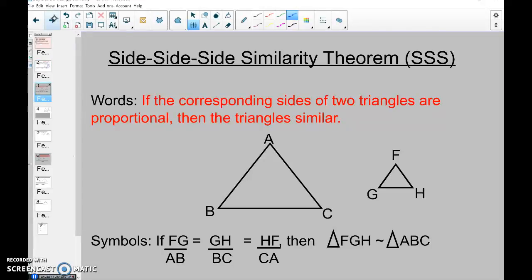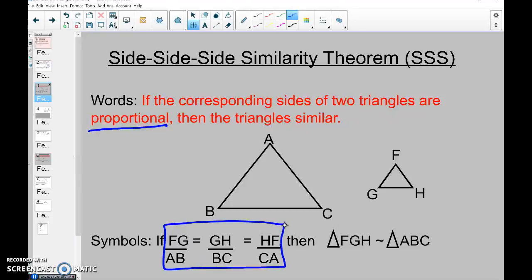First section, side, side, side. If the corresponding sides of two triangles are proportional, again, there's that word proportional, they're not congruent. Here's our proportion, right? Proportions are just fraction equals fraction. In this case, fraction equals fraction equals fraction, because there's three sides, three triangles. Then they are automatically similar. Don't even care what the angles are, they're automatically going to be similar. Okay?